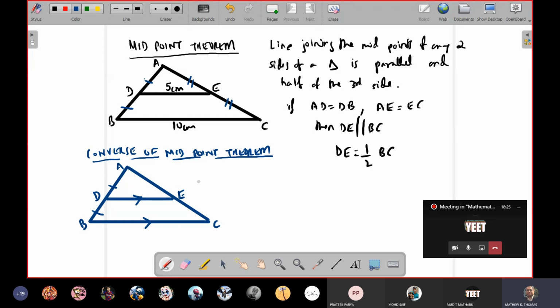And according to converse of midpoint theorem, if I draw a line from the midpoint of one side of a triangle parallel to another side, it will intersect at the midpoint of the third side. That means converse is that if D is the midpoint and I draw a line DE parallel to any side, then the point of intersection will also be the midpoint. So converse of midpoint theorem is used when one midpoint is given and the other we have to prove it's a midpoint, and midpoint theorem is used when there are two midpoints.